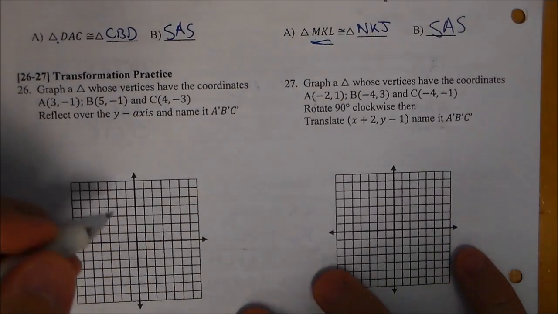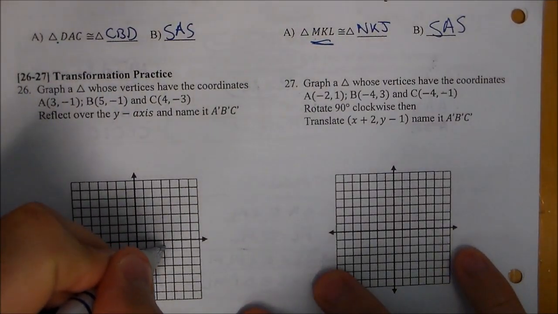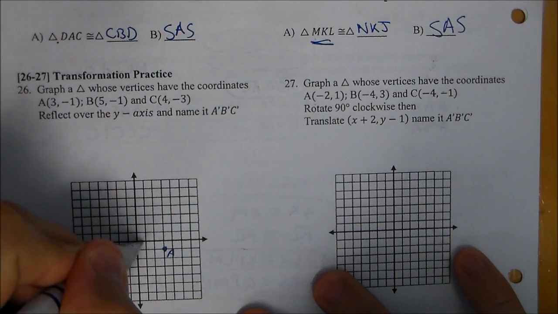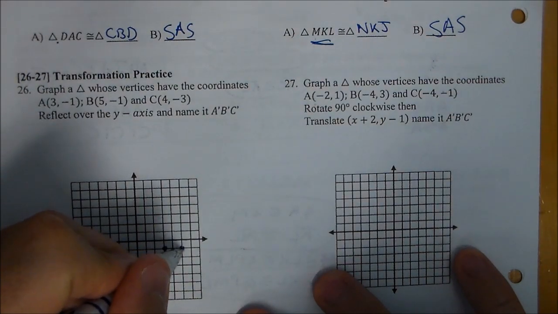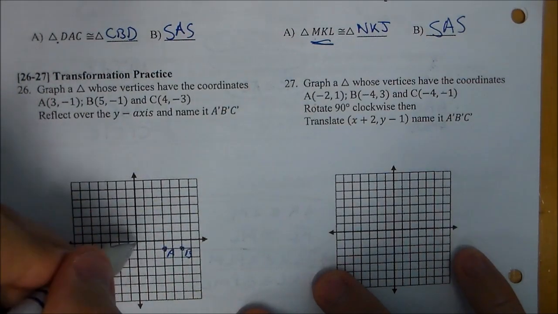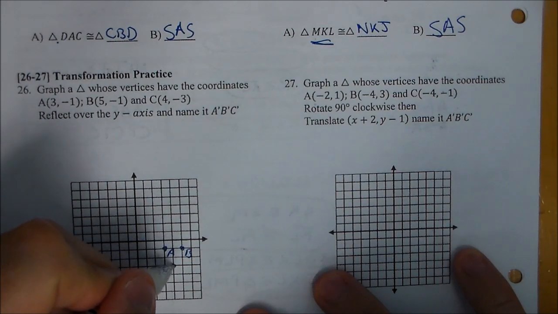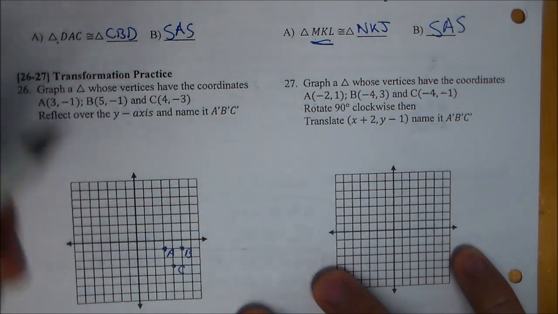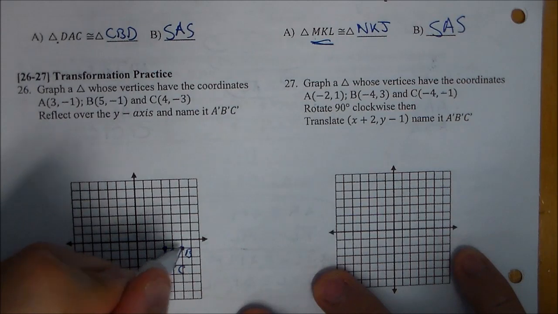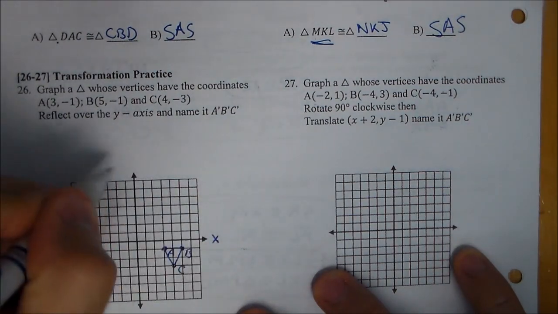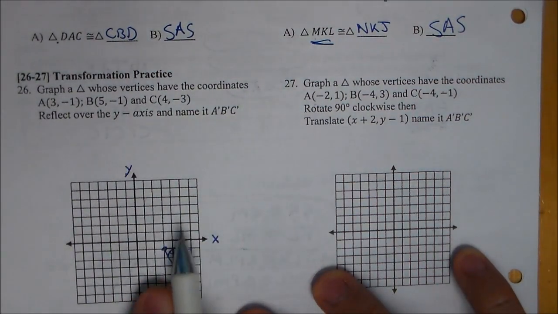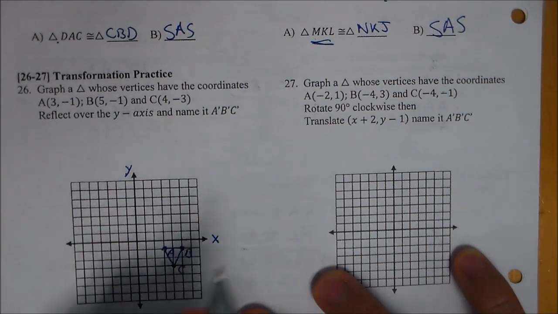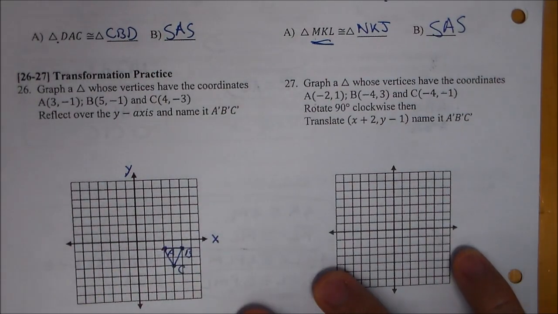Now as we go to transformations, we're going to graph our points here. So I have A, B, C. And I'm going to reflect this over the y-axis. So remember, this is the x-axis, this is the y-axis. So if I'm reflecting across this axis, it's going from the right side to the left side.